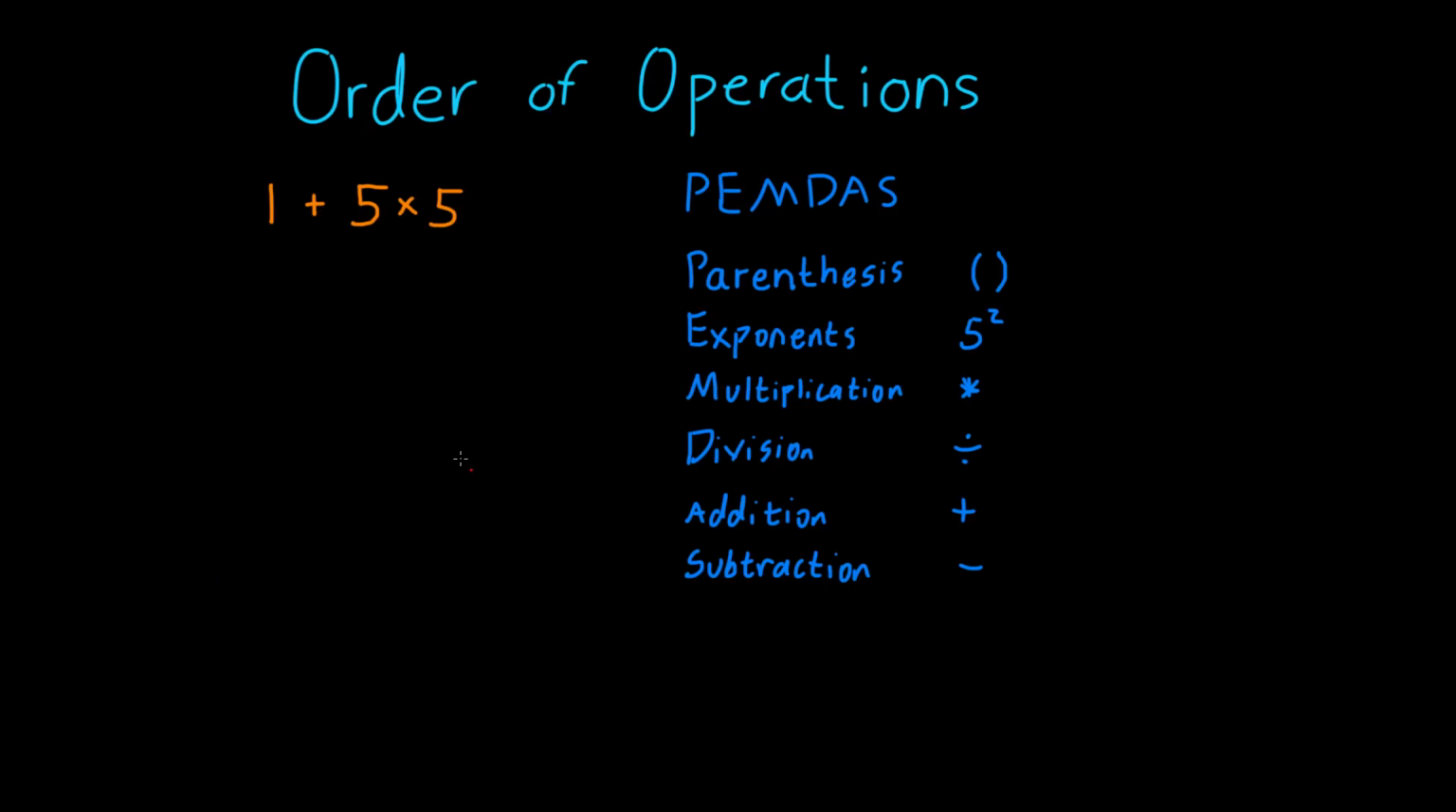Let's first do this the wrong way, the way that I think a lot of students would do it. They would take this 1 plus 5 and turn it into a 6, probably just do that in their heads, and then multiply this by the 5, and they're going to get an answer of 30. All right, but this is incorrect, and this is going to be a common answer I'm going to get if I ask this question, but it's the wrong answer.